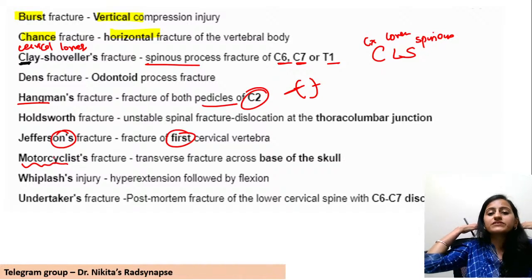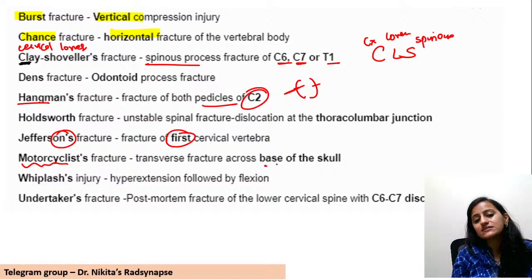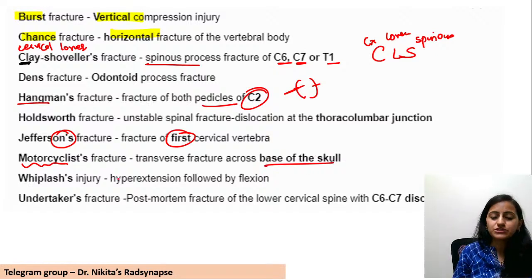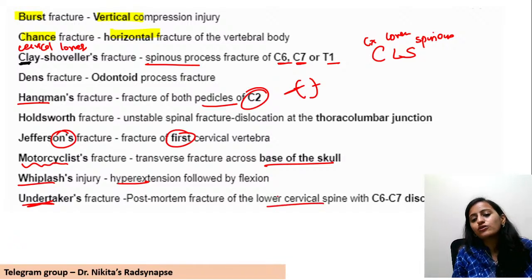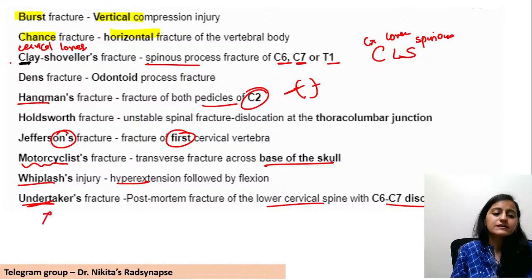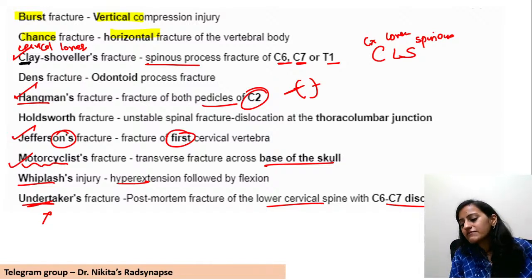What is motorcyclist fracture? The base of the skull. Motorcyclist's is the base of the skull fracture. Whiplash is your hyperextension. And then you have your undertaker's fracture, which is again your lower cervical spine with the disc disruption. Not very important. But remember your clay shovelers, hangmans, Jeffersons, motorcyclists, all of these are very, very important.